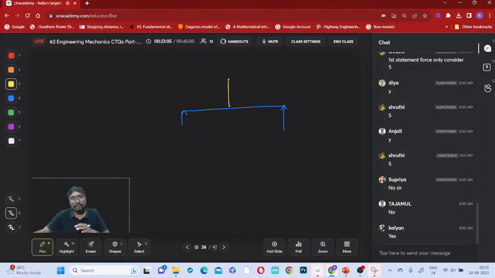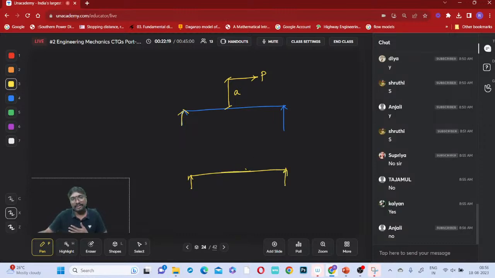This is that load you are having. Let us say, suppose this is the load P acting at a distance of A. This kind of question is also important from the university examinations point of view. Then what you can do? You can shift this load like this, P, and you can apply this moment, P into A, like that. Have you done this?